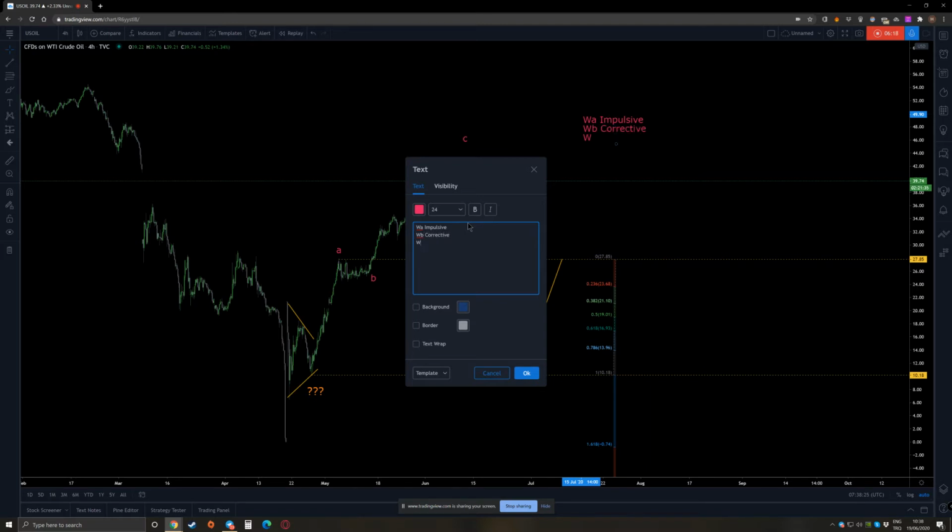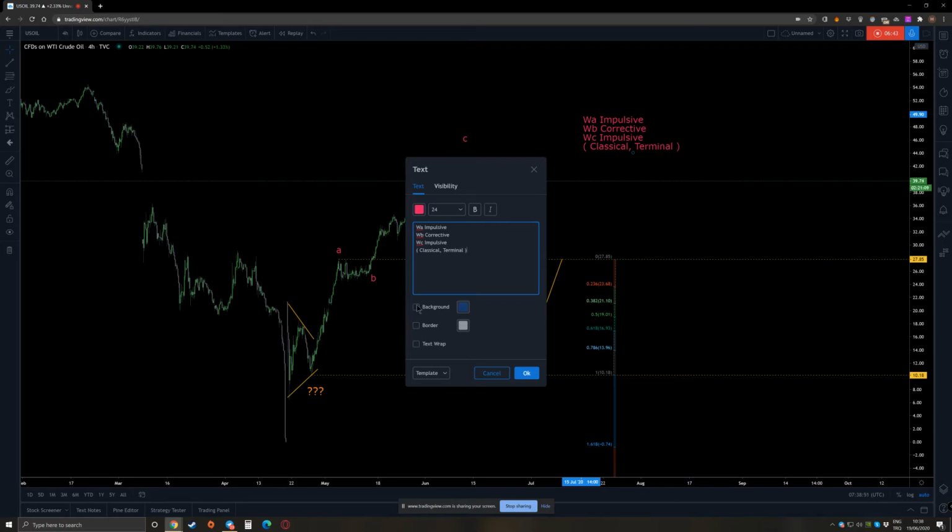And we also know that wave C of a zigzag is impulsive. But this impulsive move can be in two different forms. It can either be classical, which I will just write like this, or it can be a terminal move. Now, this changes things. Because why?